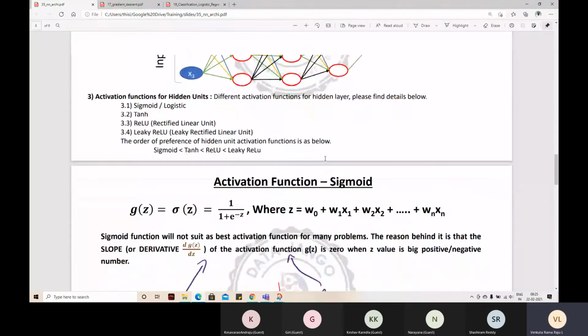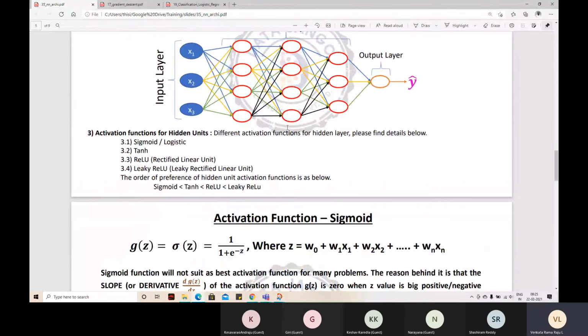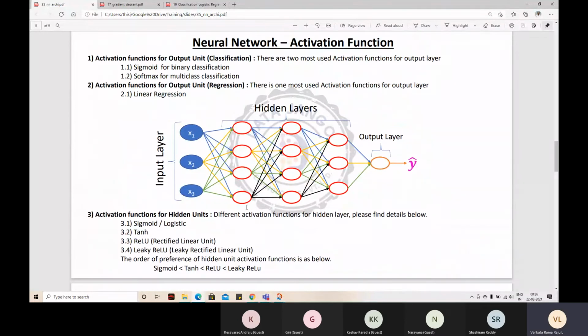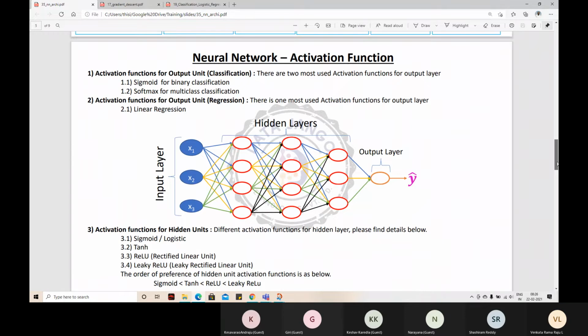So the question is, can I take the hidden nodes as a linear function? The linear regression has hidden nodes. If I take the activation functions of the hidden nodes as linear functions, linear regression, what happens? dz will become 0 for everything? No, a linear equation means all the weights are there.